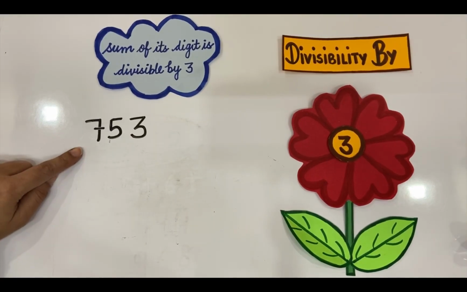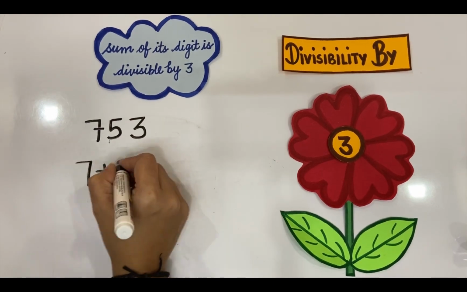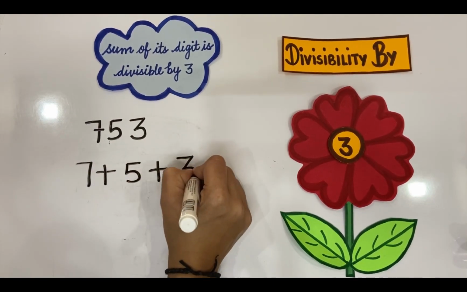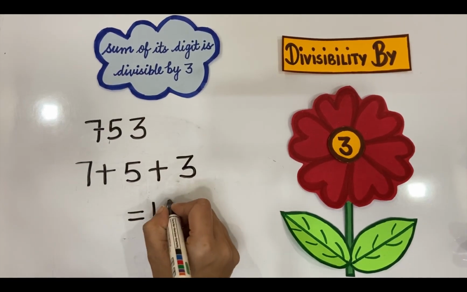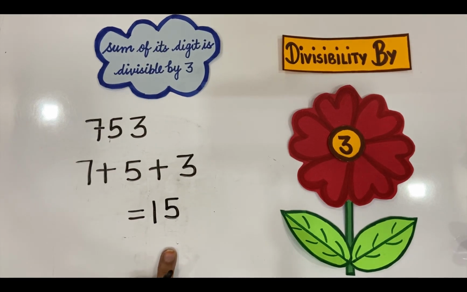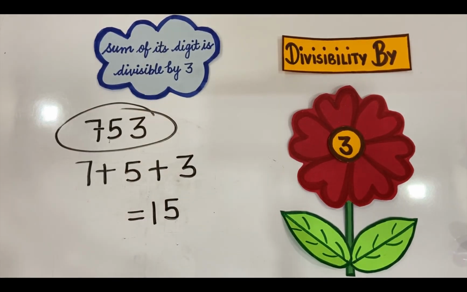Let's check another example, 753. We will find the sum of all the digits. 7 plus 5, 12. 12 plus 3 is equal to 15. And 15 comes in the table of 3. That means this whole number is divisible by 3.